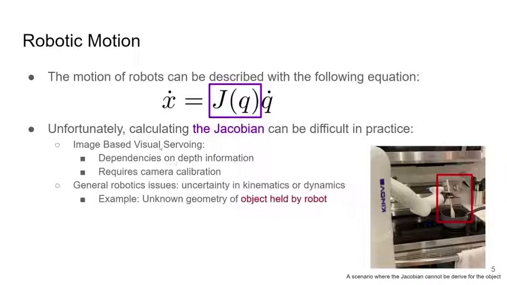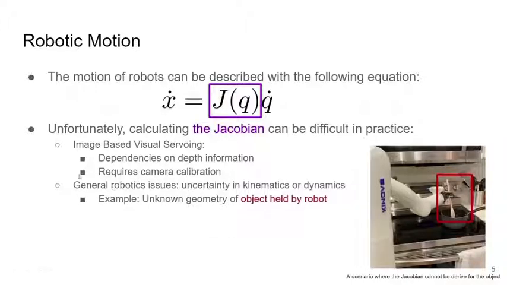This can arise in image-based visual servoing, where an analytic Jacobian term does exist, but because of dependency on depth information, which is typically approximated, this may not be an effective term to use, and more of a problem is this requirement on camera calibration. So every time the camera might become uncalibrated, your analytic Jacobian may not be accurate, and so having a way to approximate this term is valuable.